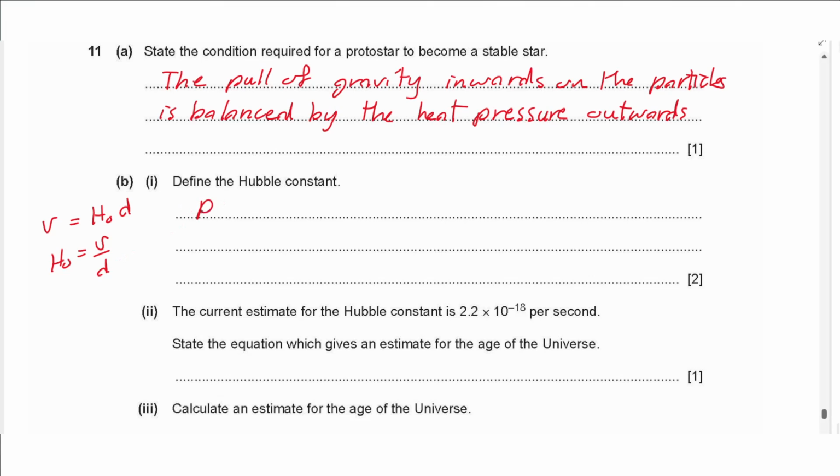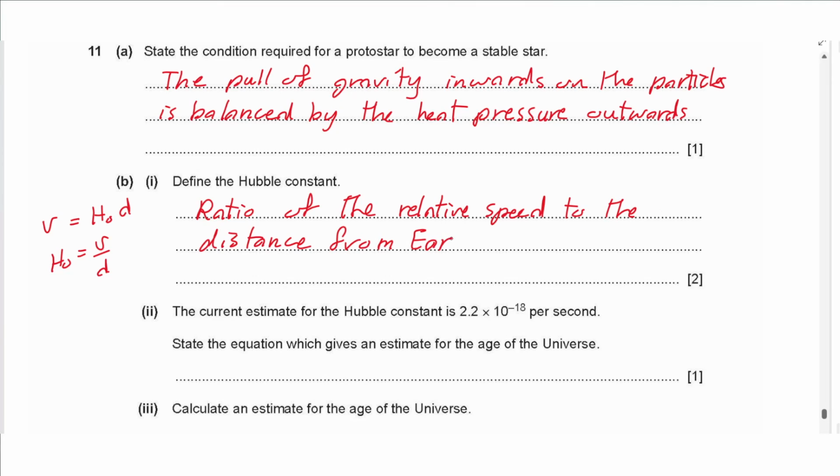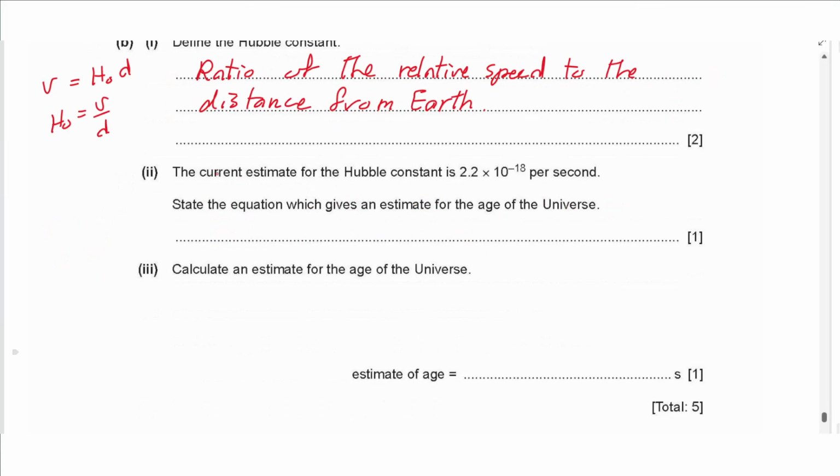So we can say that it is the ratio of the relative speed to the distance from Earth, since these are calculated according to the position of the Earth. Part double I says the current estimate for the Hubble constant is 2.2 times 10 to the power negative 18 per second. State the equation which gives an estimate for the age of the universe. So the age is equal to 1 divided by the Hubble constant.